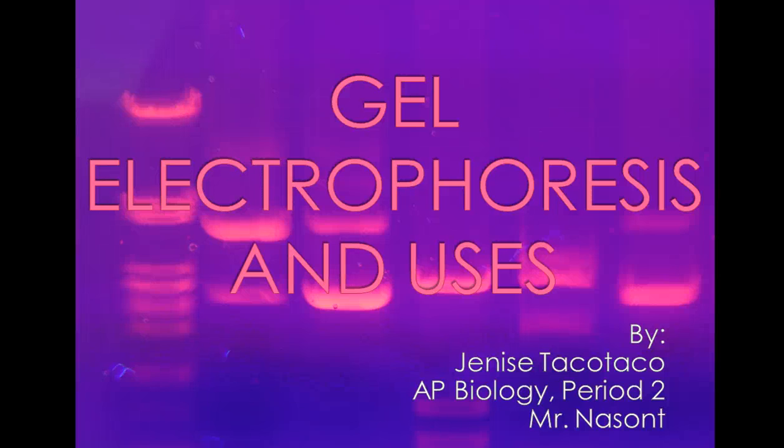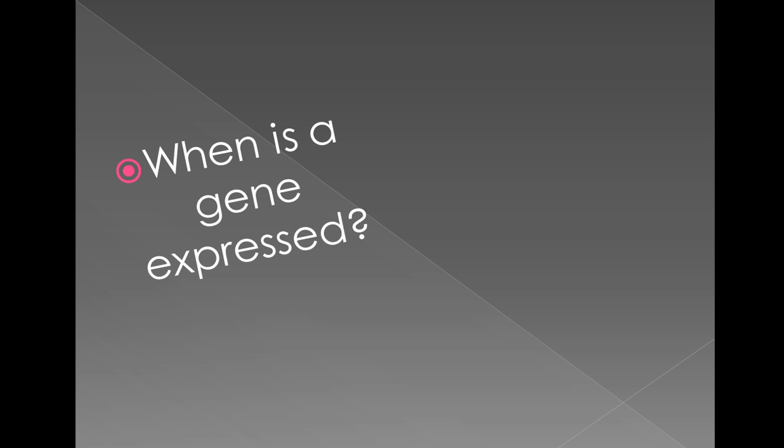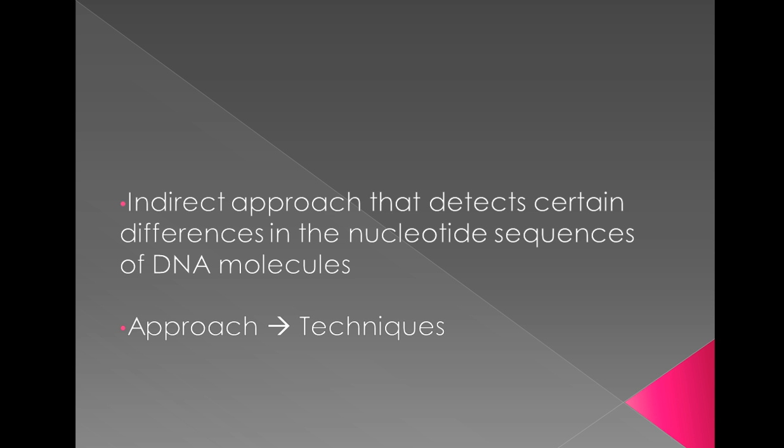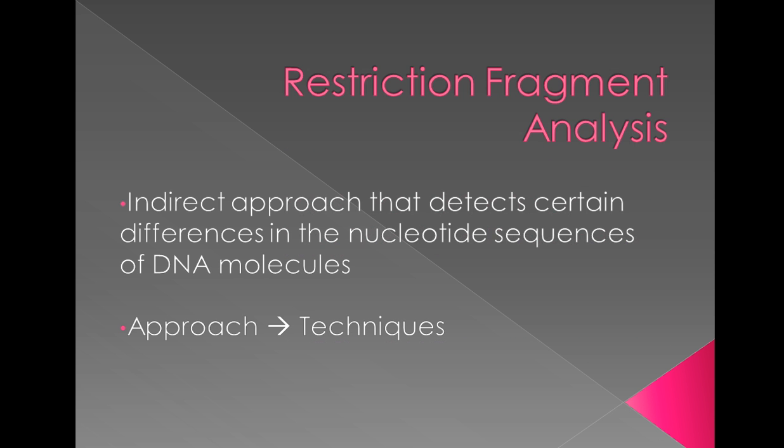Guys, my topic is gel electrophoresis and its uses. First of all, so far throughout the year we've learned how complex DNA is, and today scientists have a better understanding of DNA and its genes. But before that, scientists would ask questions like, when is a gene expressed? Or, where in the genome could this gene be found? So they came up with this indirect approach called restriction fragment analysis.